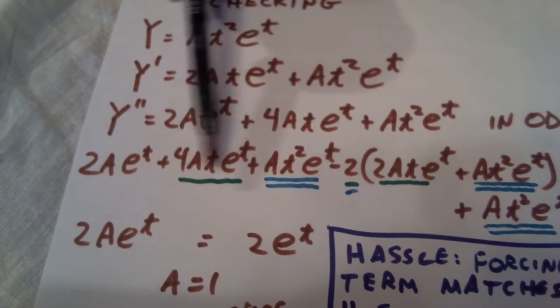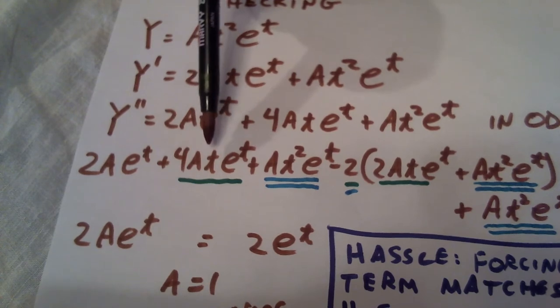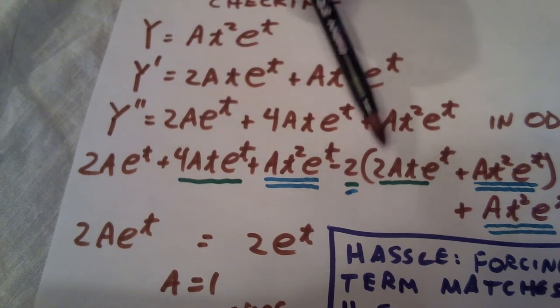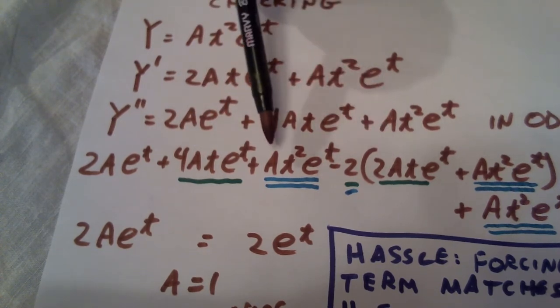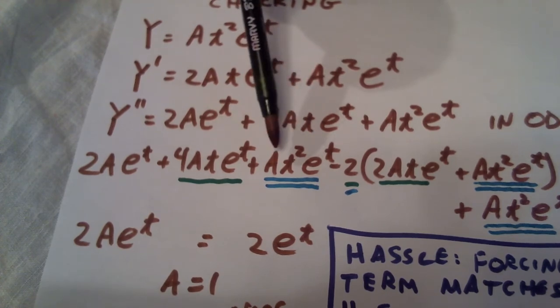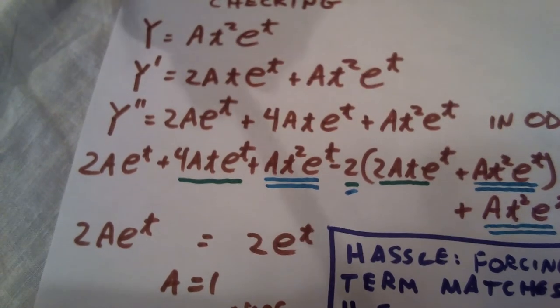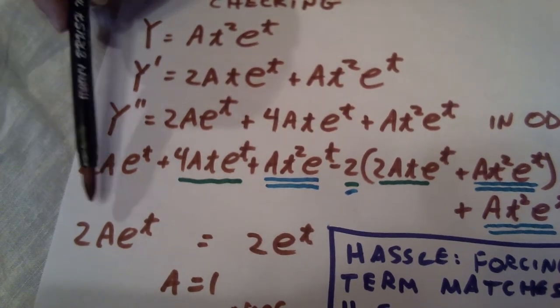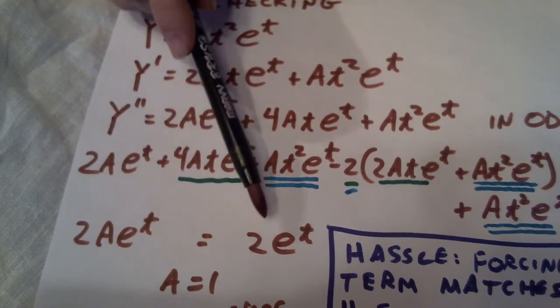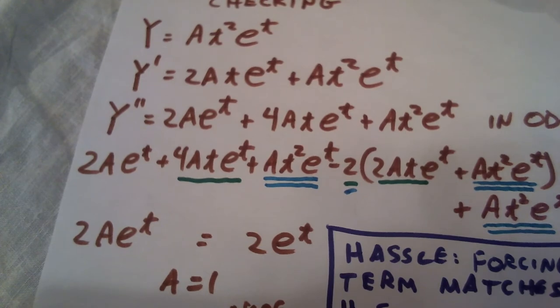The single underline shows me that my At terms all cancel out. I have 4 of them minus 4 more. And my At squared terms all cancel out. I've got a plus 1 minus 2 plus 1 more. So I'm left with 2Ae^t equals the forcing term, 2e to the t. So in this case, A equals 1, and I'm done. I got the right answer.